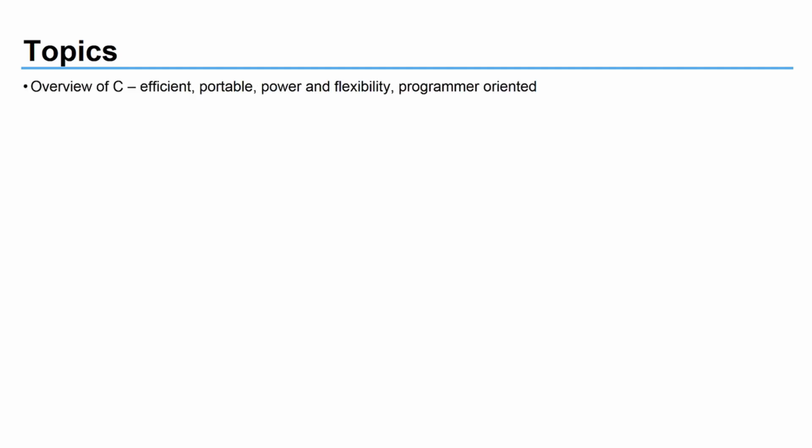We're first going to talk about C in general, give you a little overview of it. I'm going to tell you how the C programming language is very efficient. It's also portable. You can write it across multiple platforms. It has a lot of power and flexibility, and it's programmer-oriented. I also provide you a short history of C just to give some context.